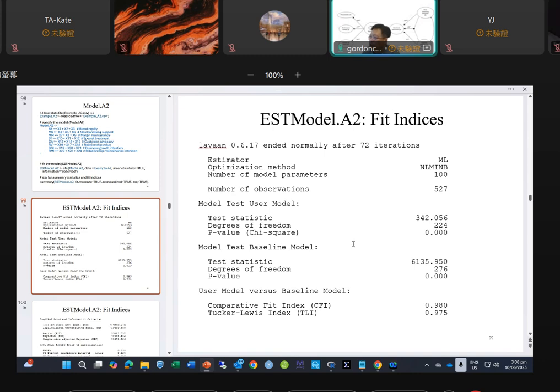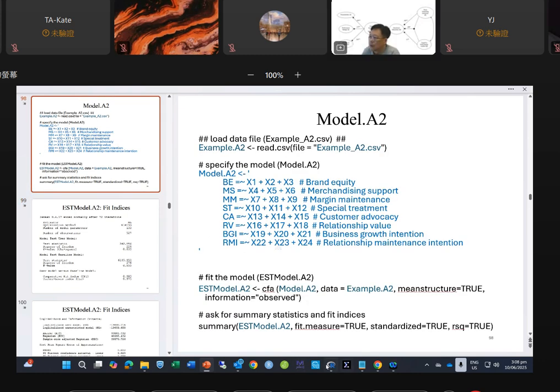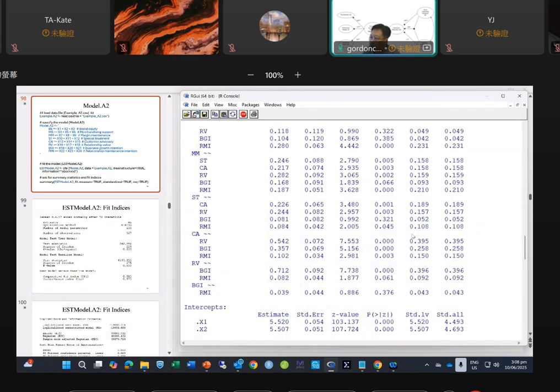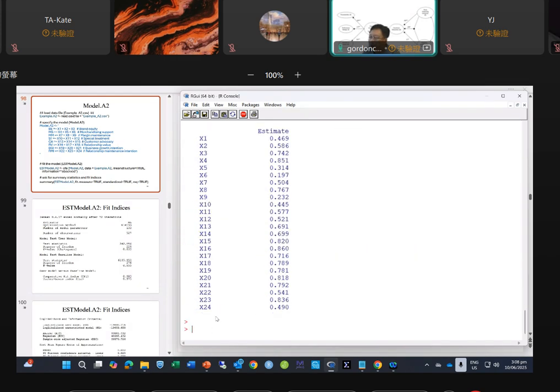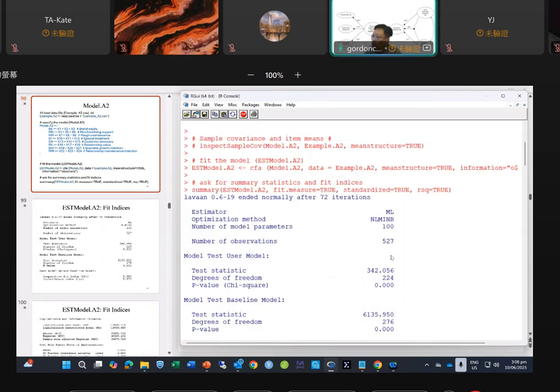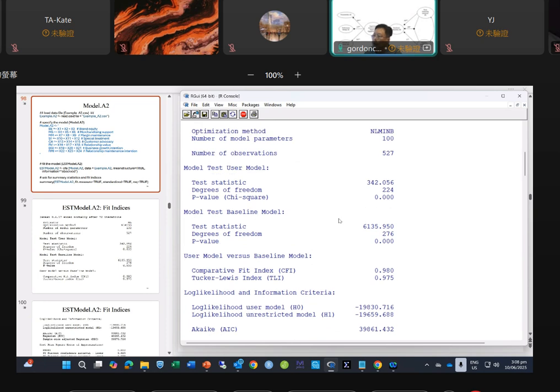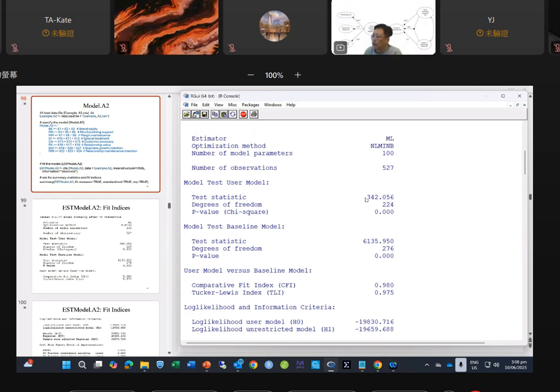First, you will check at the bottom whether you get any error message or warning messages. If there are negative variance or correlation greater than 1, then you will get a warning message. You don't see any warning message, so that is good. The second thing that we will do is to read the fit indices. Here, you can see that we have 224 degrees of freedom, and the chi-square is 342. If you look at the p-value, you will reject your model.